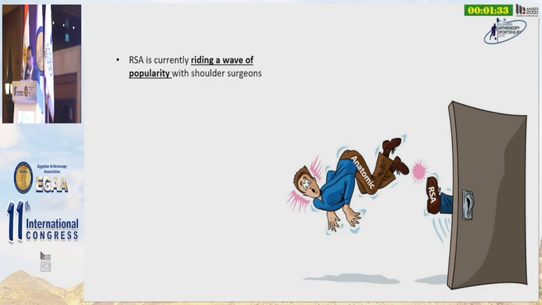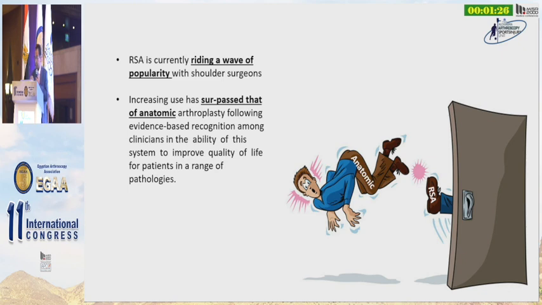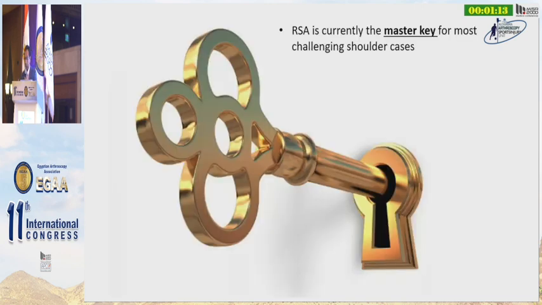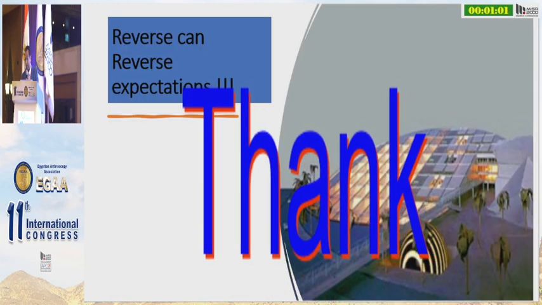So reverse shoulder arthroplasty is currently riding a wave of popularity with shoulder surgeons, and its use has increased until it exceeded anatomic shoulder arthroplasty. Long-term performance will confirm the success or otherwise of this strategy. Reverse shoulder arthroplasty is currently the master key for the most challenging shoulder cases, and actually, when in doubt, reverse can get you out. Reverse can reverse your expectations.